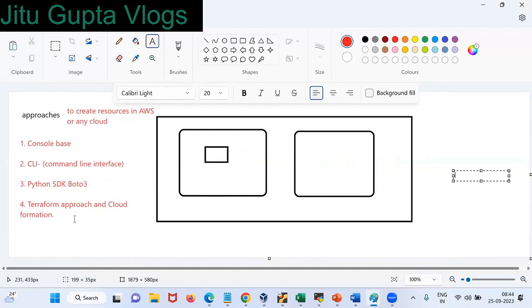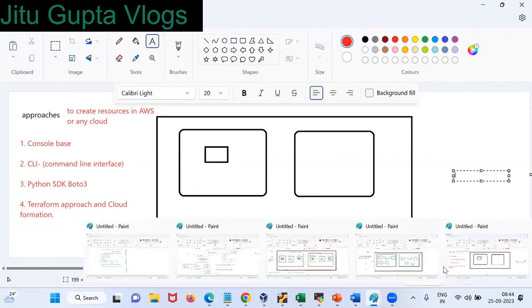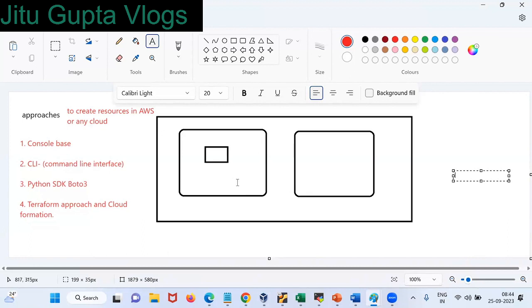These many approaches we are going to learn. So till now we understand we are creating a server. In the same way, we are going to create so many resources in the AWS cloud: storage resources, database resources, security, and many other things. Okay, this is the last slide, right? Okay, done. I will give you all the slides once the basics are done.